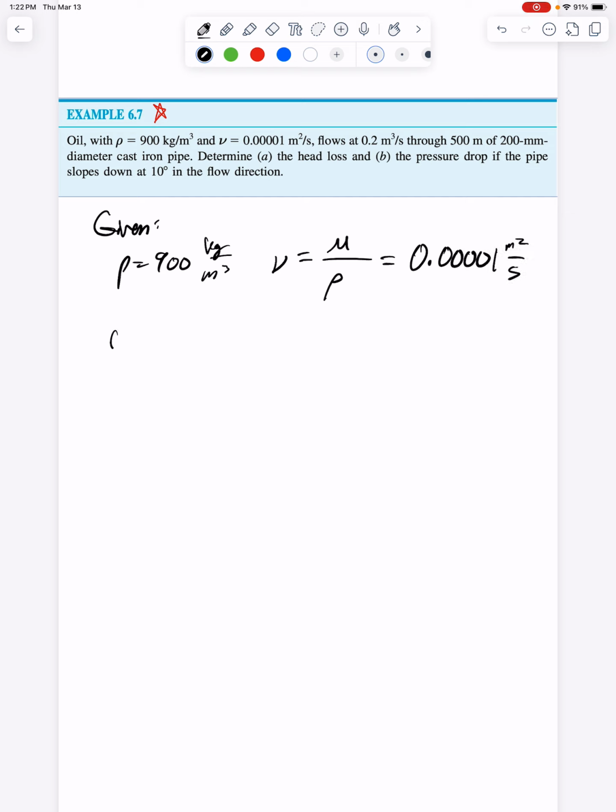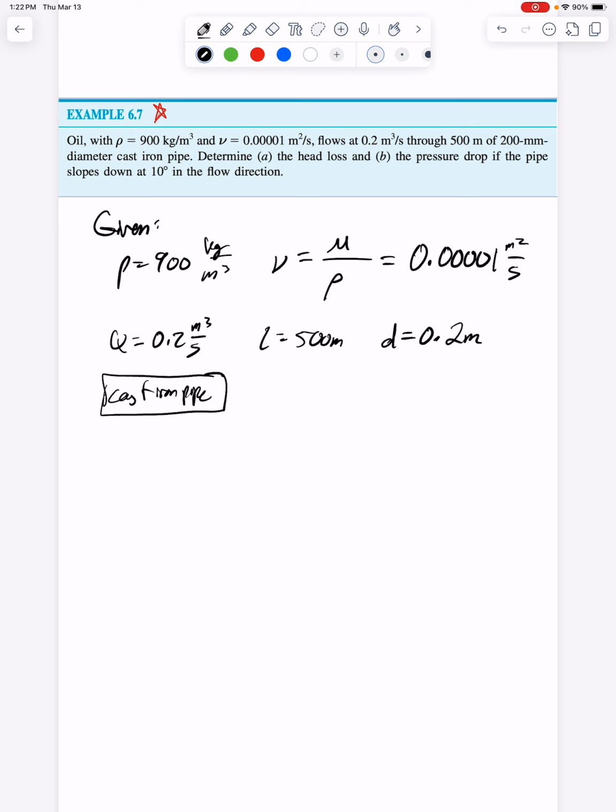We're given volumetric flow rate. Oil is flowing at 0.2 cubic meters per second through a 200 millimeter diameter pipe, which is just 0.2 meters, of a cast iron pipe. And for now, that's all the information we need. Okay, so first we want to find head loss.